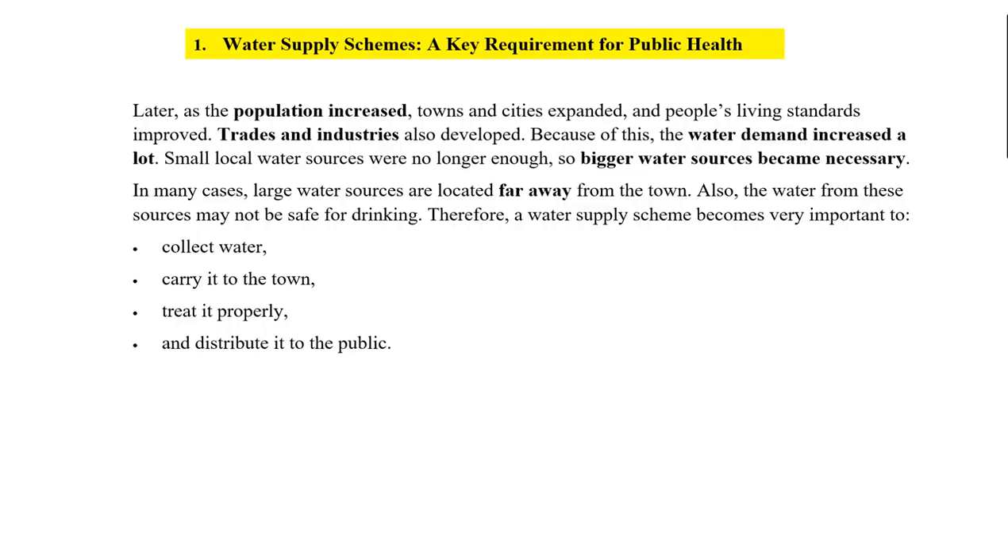In many cases, large water sources are located far away from the town. Also, the water from these sources may not be safe for drinking. Therefore, a water supply scheme becomes very important to collect water, carry it to a town or city, treat it properly, and distribute it to the public.